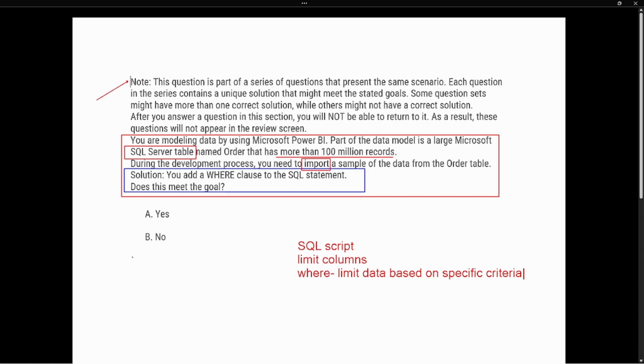So the solution here says we add a where clause to the SQL statement. This is by far the most efficient and a best practice when we're dealing with a large amount of data, such as more than 100 million records. And so the correct answer would be yes, this does meet the goal. It is the most efficient and it is a best practice.